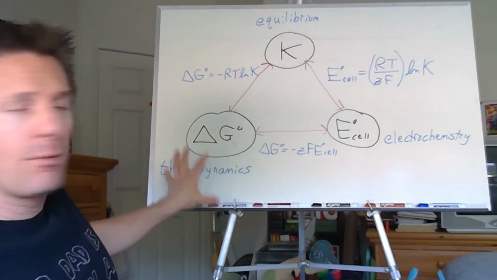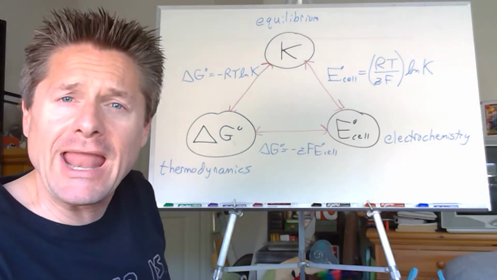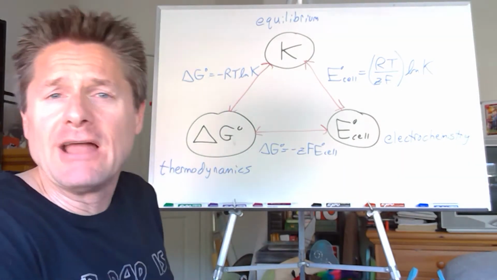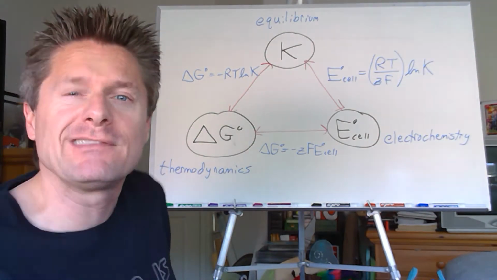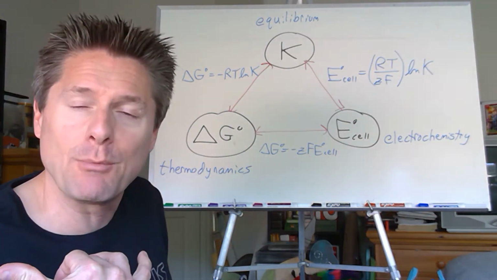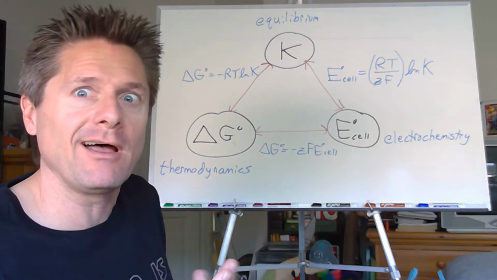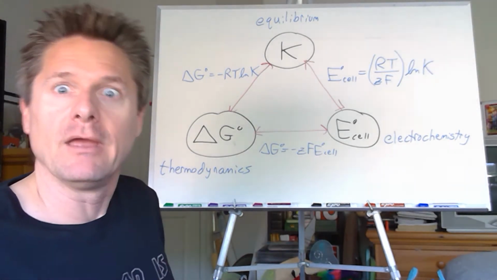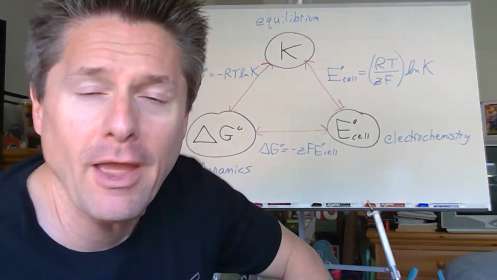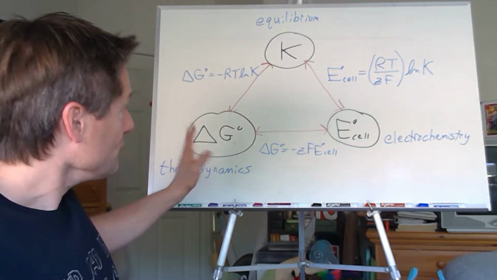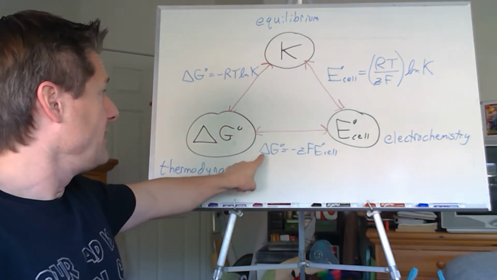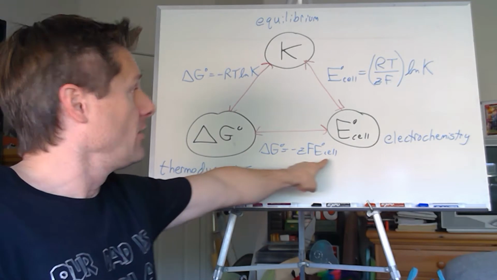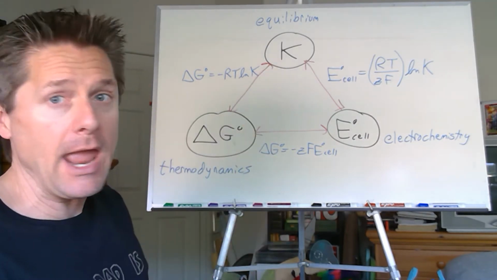So we can take thermodynamic information, maybe from a thermodynamic table, and calculate delta G naught at really any temperature. If it's at 25 degrees Celsius, we can go straight from the table. If it's not at 25 degrees Celsius, we have to do delta H, delta S, and delta G is delta H minus T delta S. And once we have that delta G, we could go to E naught cell or we could go to K.